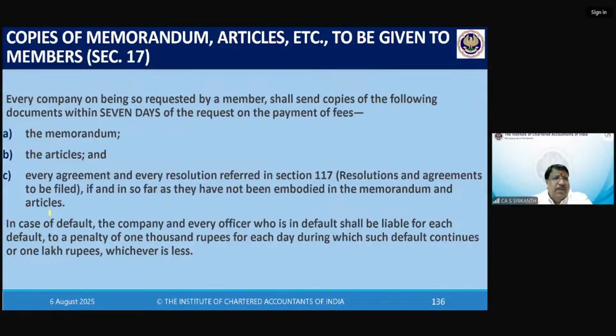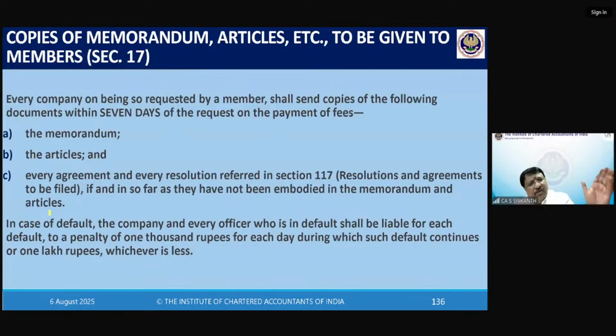Every member is entitled to a copy of the memorandum and articles. Also, every agreement referred to in MGT 14, or any resolution or agreement in MGT 14, they are entitled to a copy. The company is bound to give it, and the copy should be given within 7 days of the request. Of course, you can ask them to pay a nominal fee. You cannot give it free. A reprography charge, you can say 10 rupees per page, whatever he will pay. But today, we don't need section 17 now.